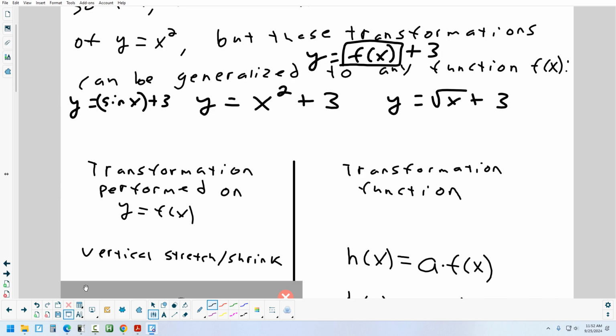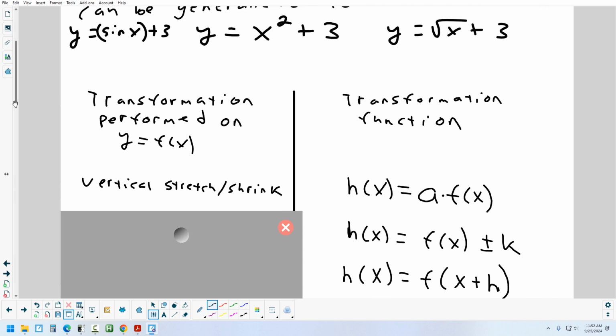When would it stretch? What kind of number would A have to be? Positive. Nope, there's positive numbers that would shrink it. It has to be positive to not reflect it. But what kind of number would A have to be to stretch? Yep, greater than 1. And to shrink or compress, it would be a decimal between 0 and 1.